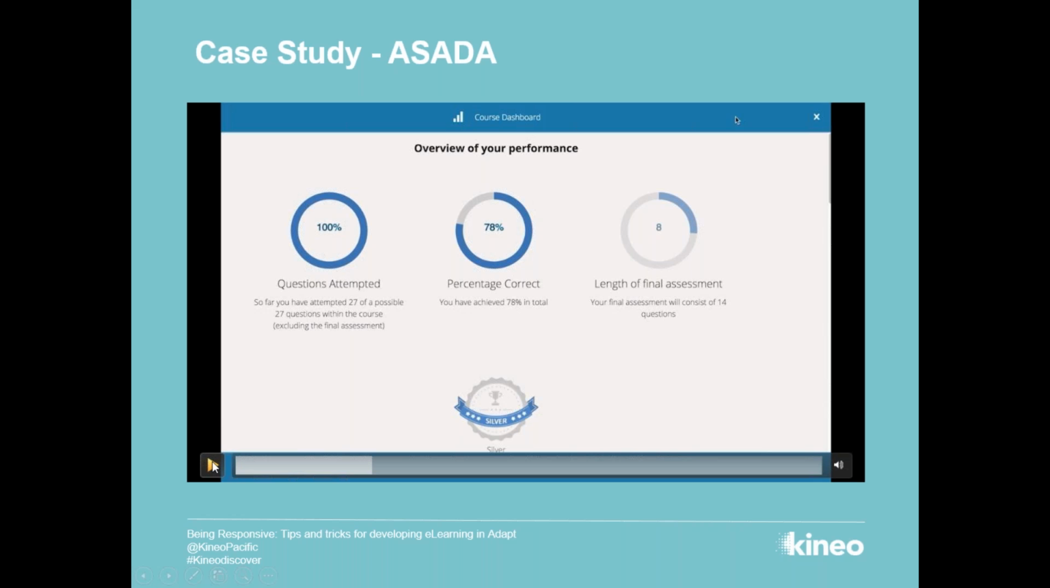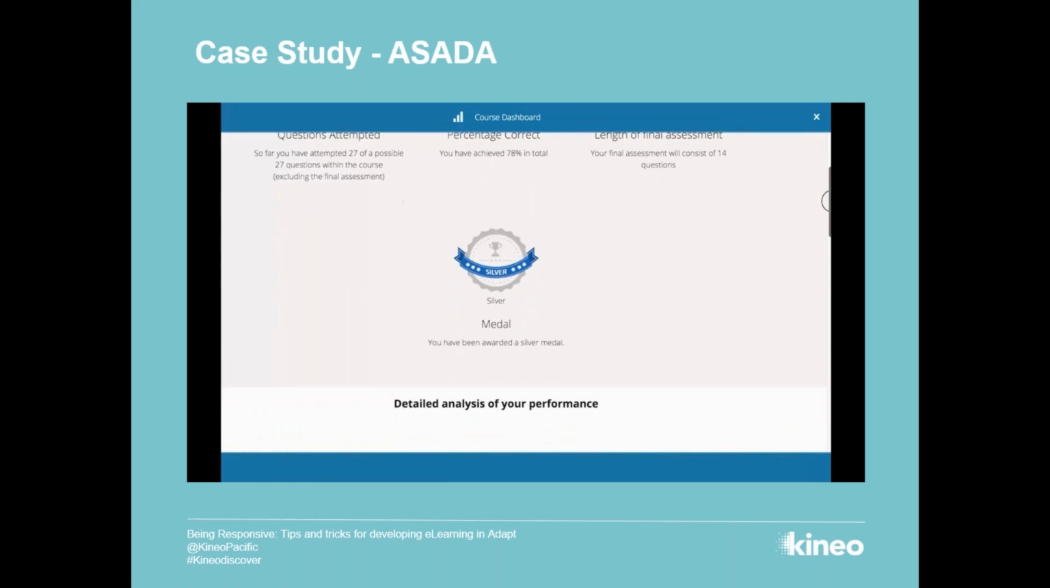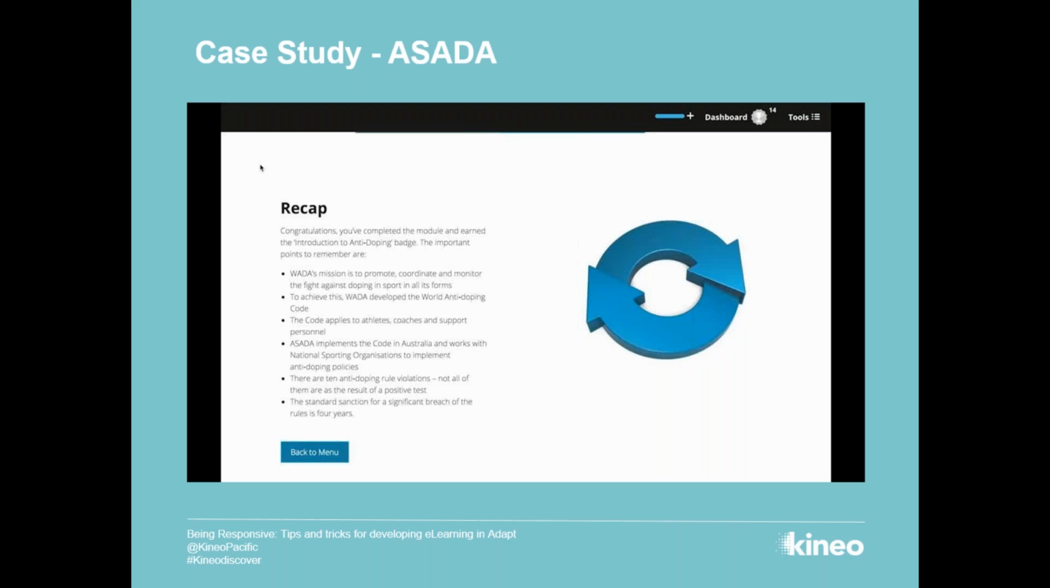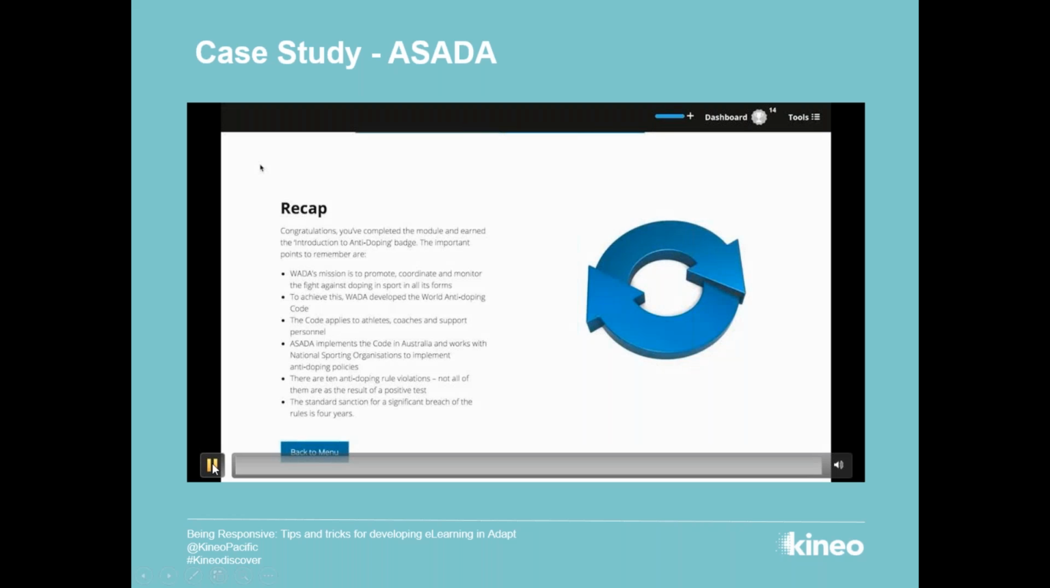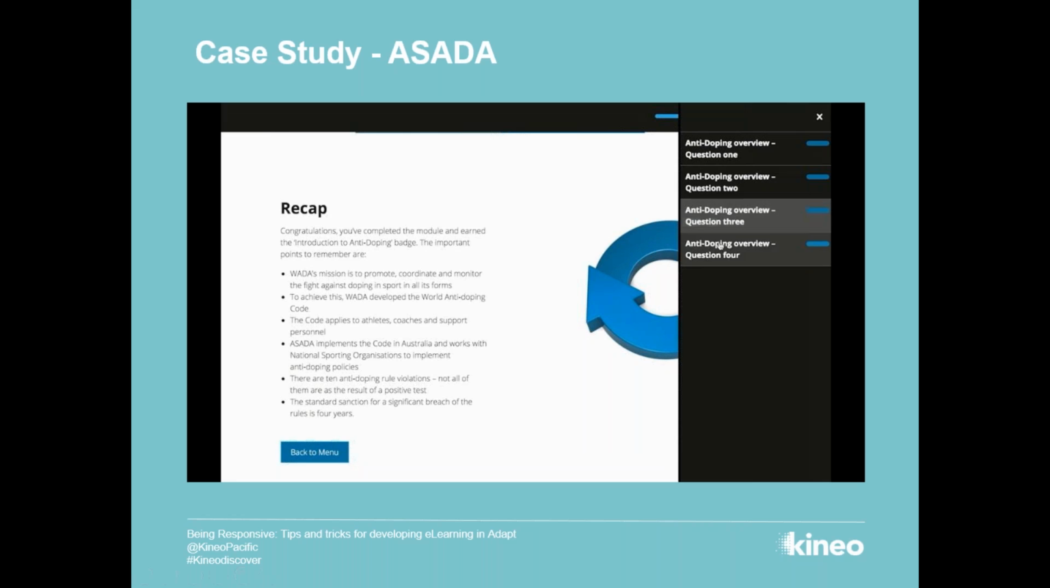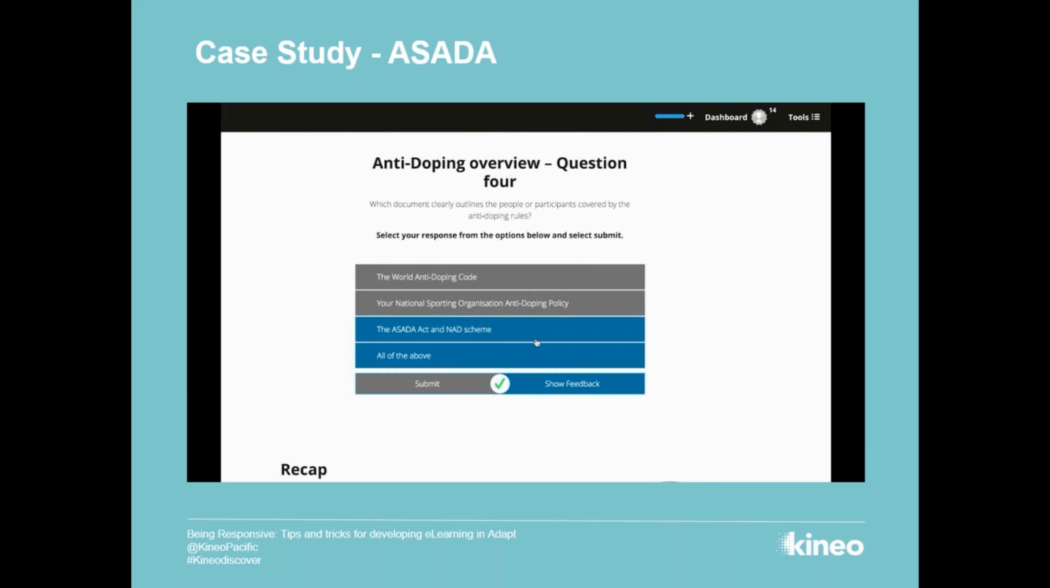However, if they actually paid attention, answered the questions correctly, they would have a much lower number of questions at the end. So in this case, they're getting a pretty good percentage right, so they're only going to get 8 questions at the end. A little bit further down the page, you can see that there is a silver medal, and they were awarded either a gold, silver or bronze medal or a certificate of participation, depending on how they went.